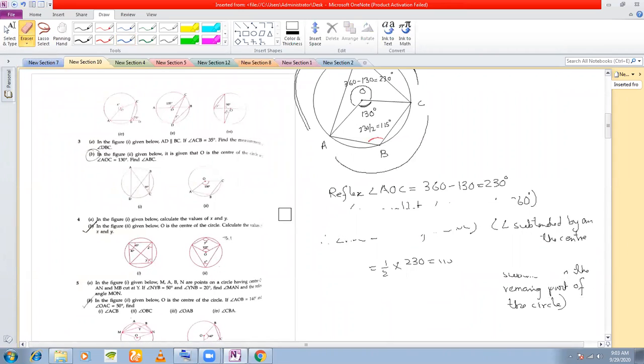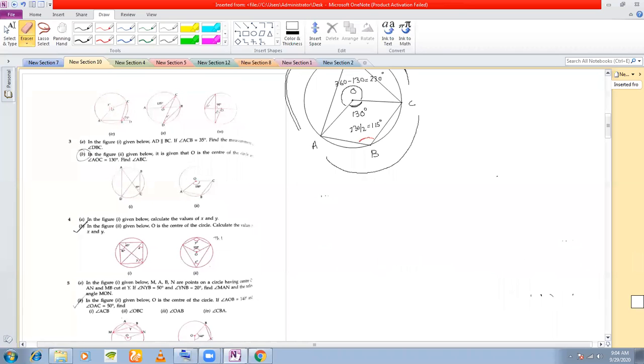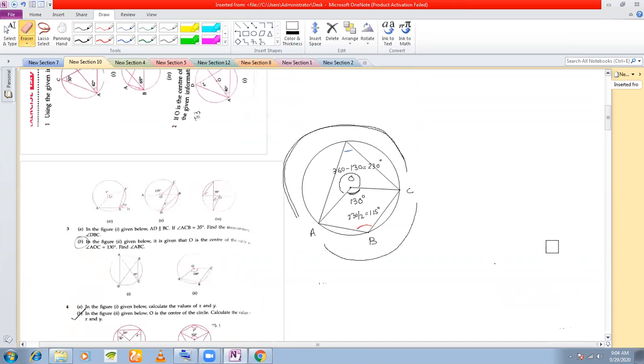Sir, 130 divided by 2. Why? Because O is the center of the circle, and that is 130 degrees, and that blue angle is on the circumference. This 130 degrees is the angle subtended by this arc EC at the center O, and the angle on the remaining part of the circle is the blue angle. Therefore this blue angle must be half of this 130. So this should be 130 divided by 2, which is 65 degrees.